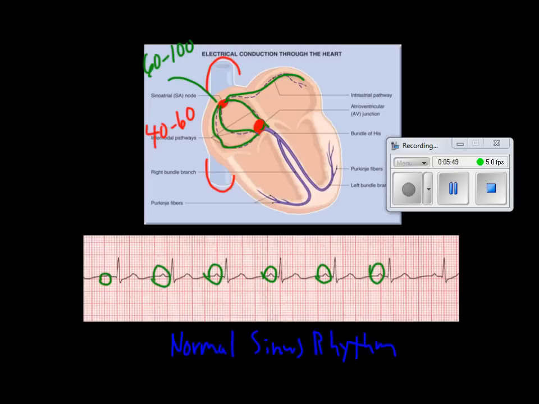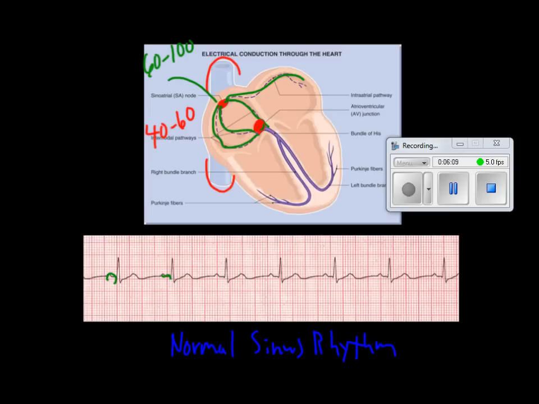So the AV node represents, let me go ahead and erase these green. So the AV node represents your PR interval on your ECG strip. That's right there. So from the end of the P wave to the beginning of the QRS complex.